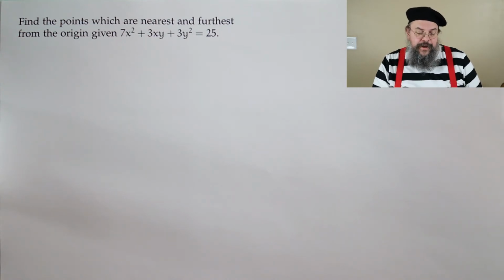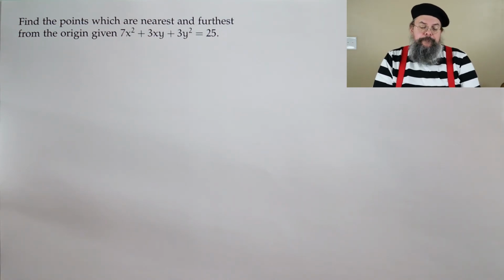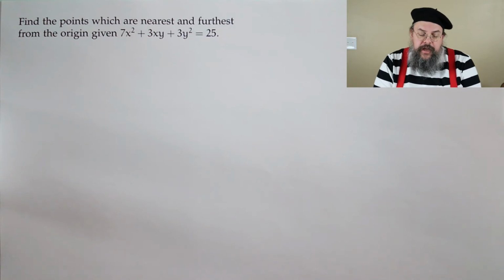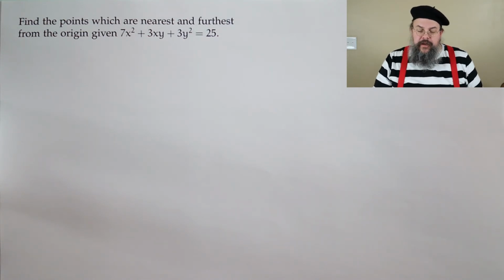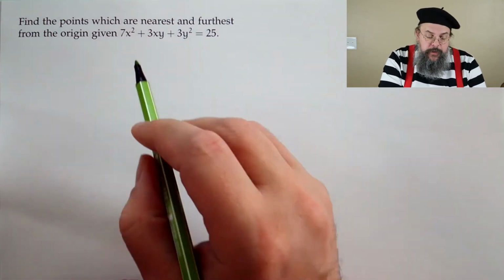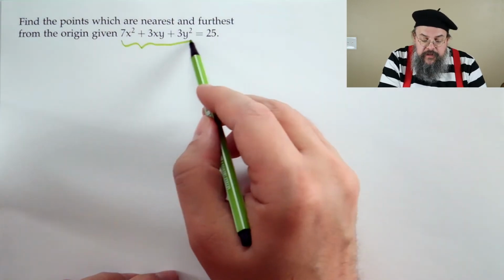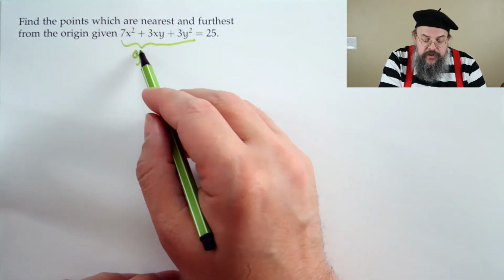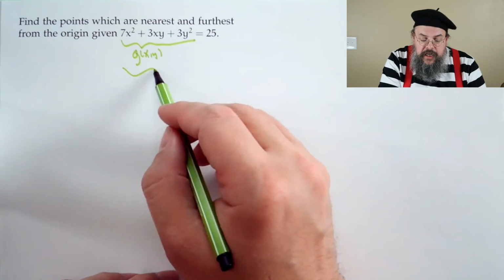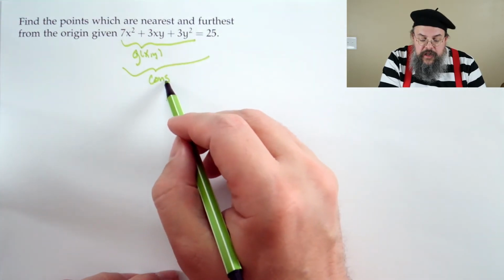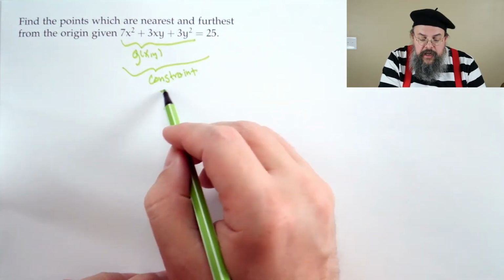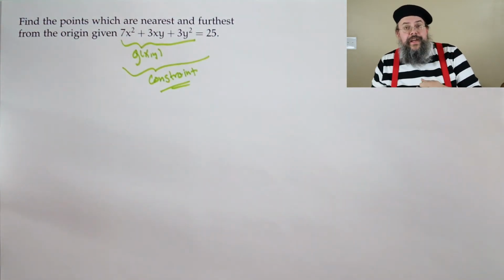All right. Wow. Cool. Now, what do we have? Well, we look at this and we say, okay, we can see right away this kind of expression. We can call this g of xy, but really, this is our constraint. All right, great. So we know what our constraint is.